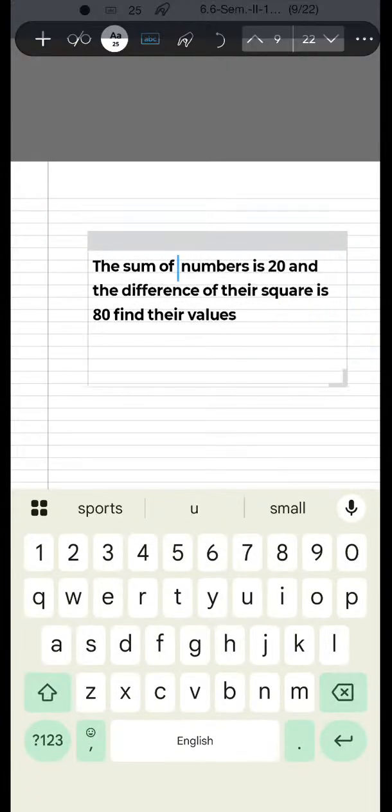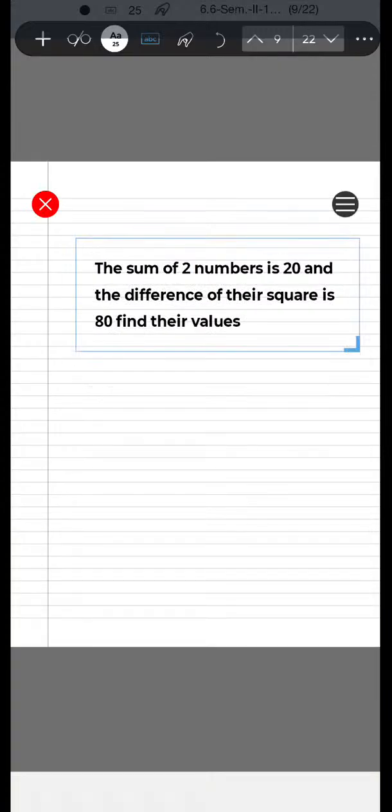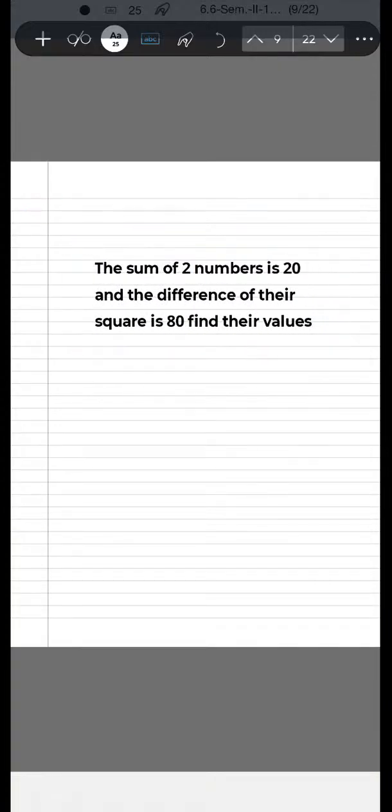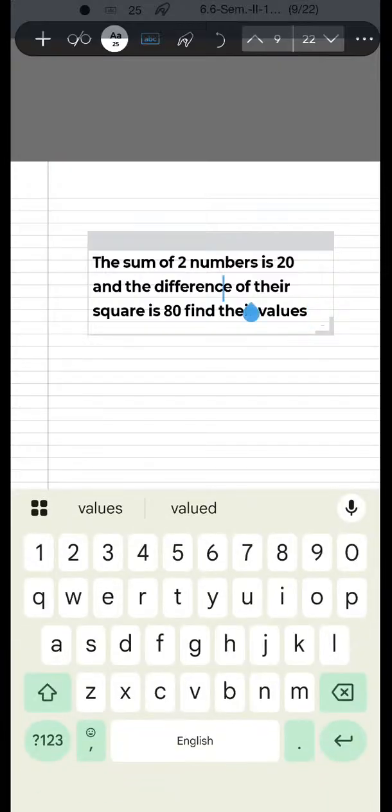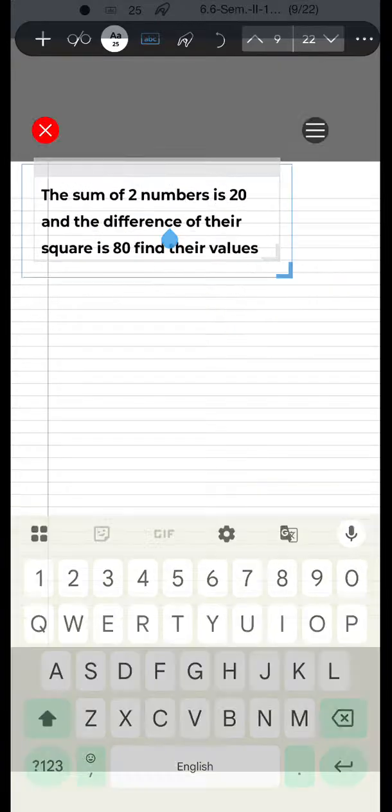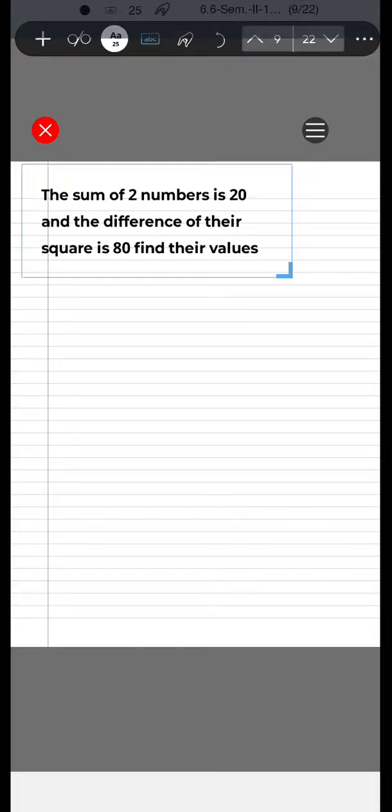Two numbers. Okay, here you can see the question. What is the question? It says the sum of two numbers is 20 and the difference of their squares is 80. Find the values. What is the topic? The forming of simultaneous equations. Okay, so how can we write that?